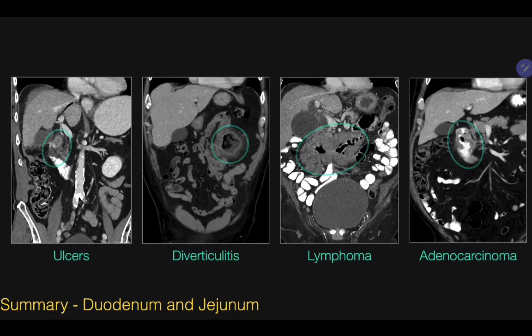Perforated ulcers of the duodenum have a characteristic pattern of fluid, air, and inflammation, and oral contrast can aid in your detection of the ulcer defect.